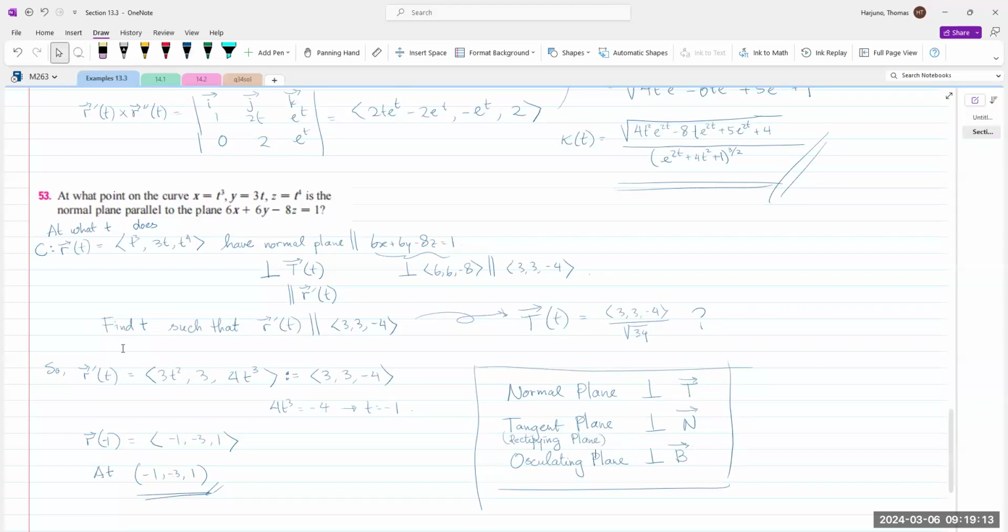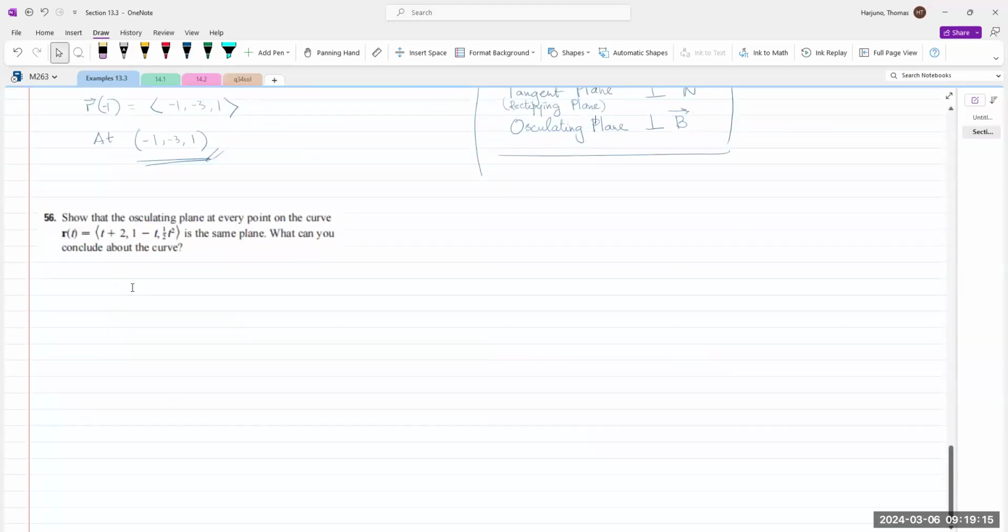Okay, next question. Is it the last question? Yeah, one more. So number 56, show that the osculating plane at every point on the curve r(t) is the same plane. What can you conclude about the curve? Now, osculating plane is normal to binormal vector, right?